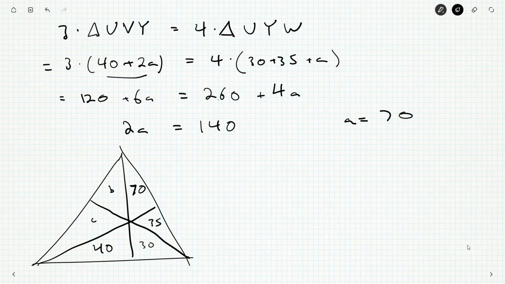So I know B plus C is 140. I was doing so well. I had so much momentum, and I seem to have lost it.